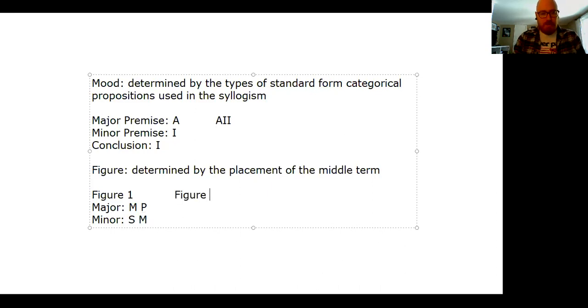Okay. In figure 2, the middle term appears second. Whoops, I should probably put a space between those. The middle term appears second in both premises. So in figure 2, the middle term is the second term, the predicate term of the major premise, and is also the predicate term of the minor premise.